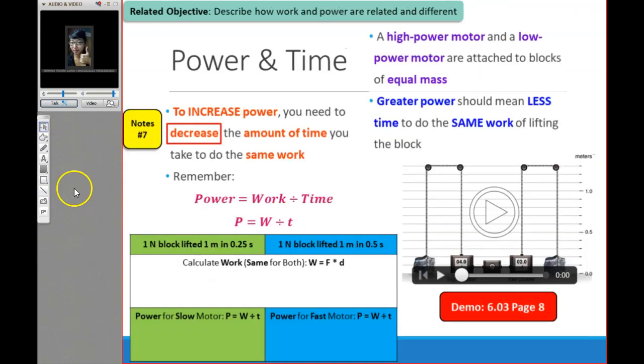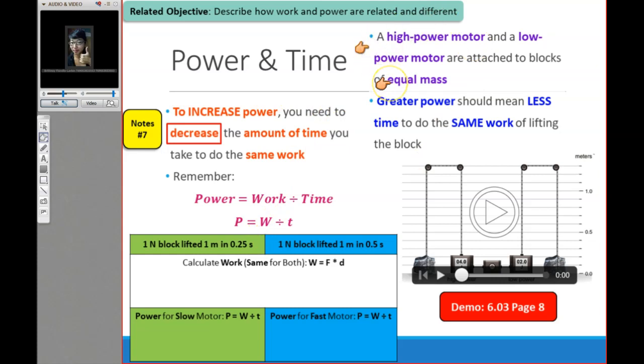Good. All right, everyone. So let's go ahead and talk about how we can increase power. In order to increase power, we need to decrease the amount of time it takes to do the same amount of work. Again, the work overall might be the same, but if you can do it in less time or faster, then you win. So remember, power equals work divided by time, or P equals W divided by T.